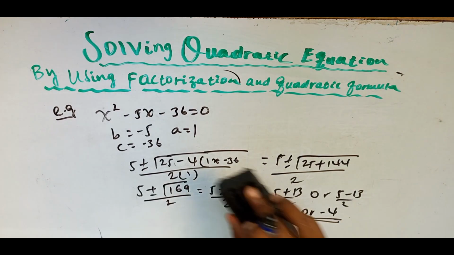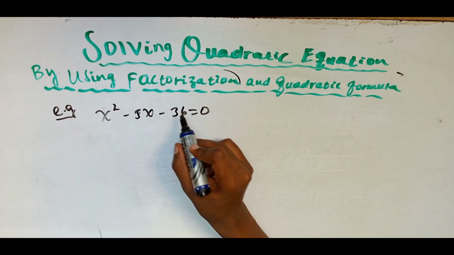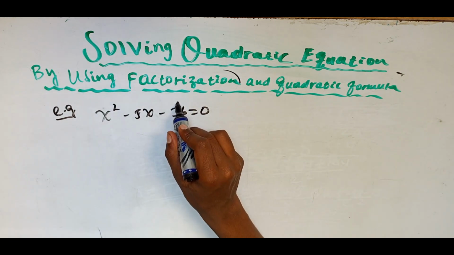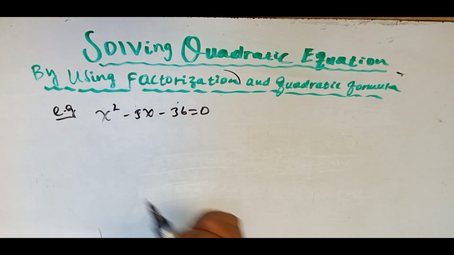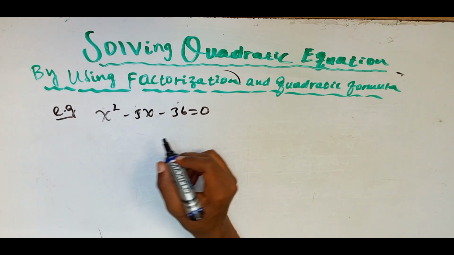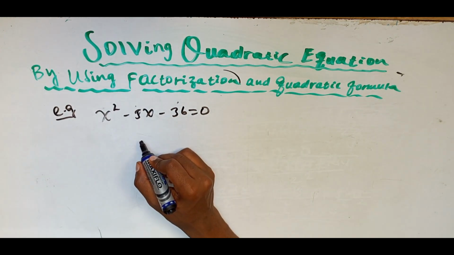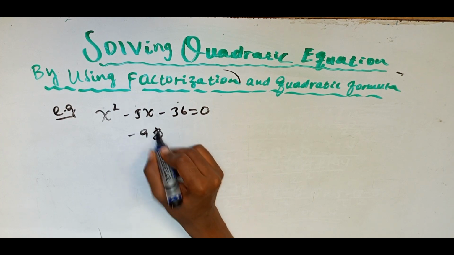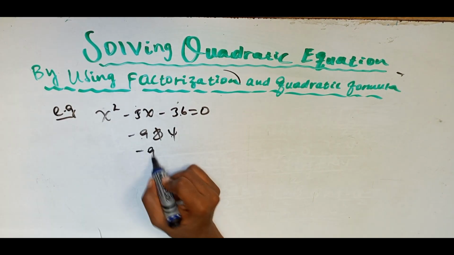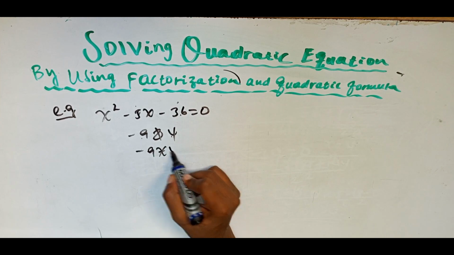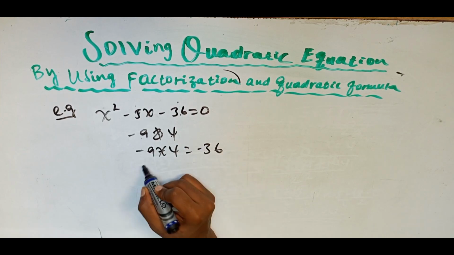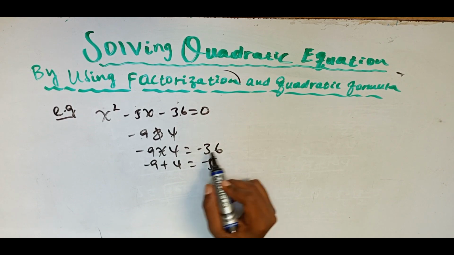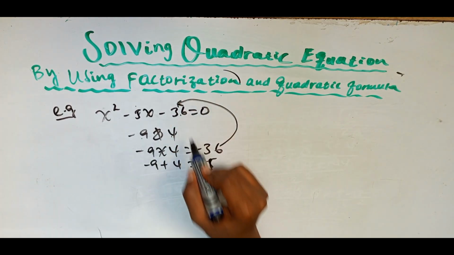So let me take it by factorization. It's simple again. We find two numbers which when we multiply them we get this value, and when we add them we get this value. So let me take minus 9 and 4. Minus 9 times 4 is equal to minus 36. Minus 9 plus 4 is equal to minus 5.